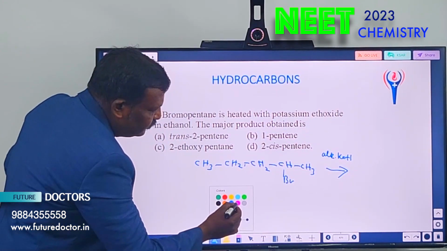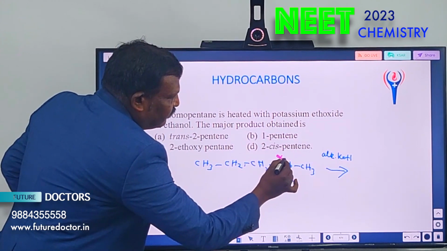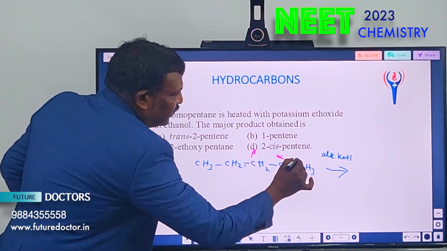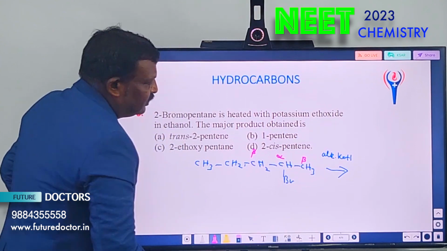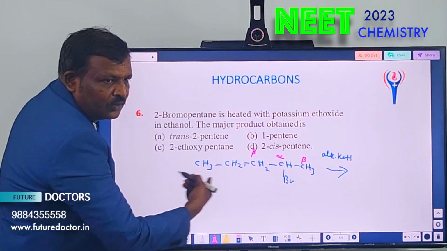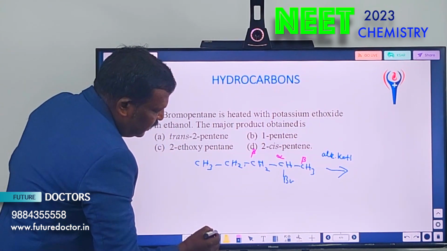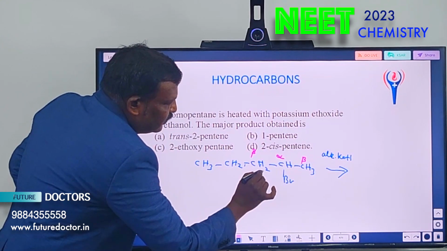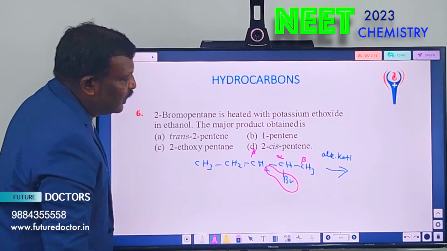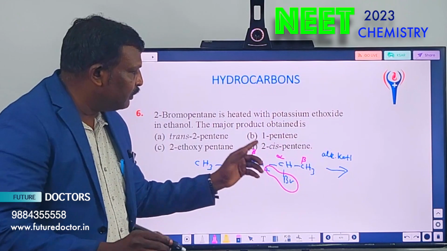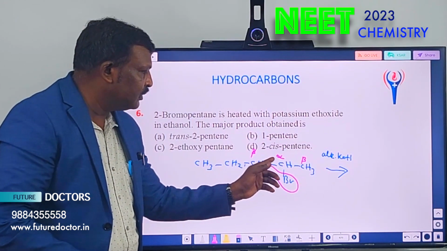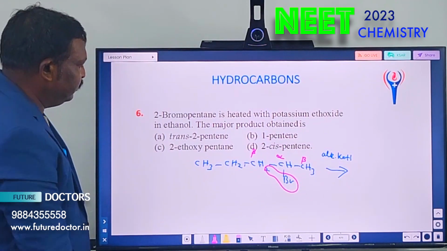How to remove? This is the alpha carbon. I told you this is the alpha carbon. This is called the beta carbon. This is also beta. So on this beta side we have the longer alkyl group, that's why I'm taking it here. So simply we can remove this one. The product is nothing but the double bond coming in between alpha and beta. Understood?